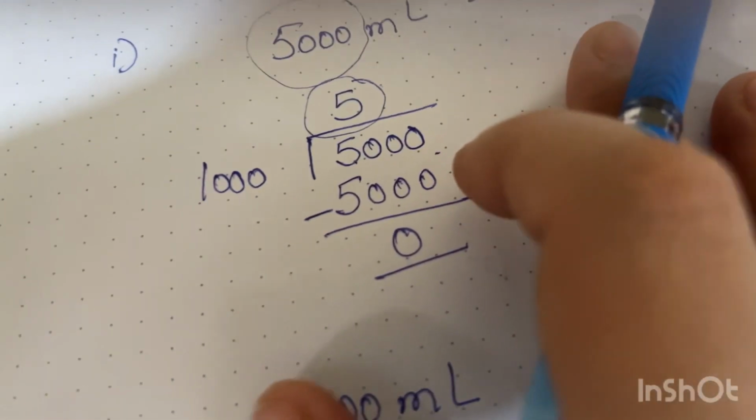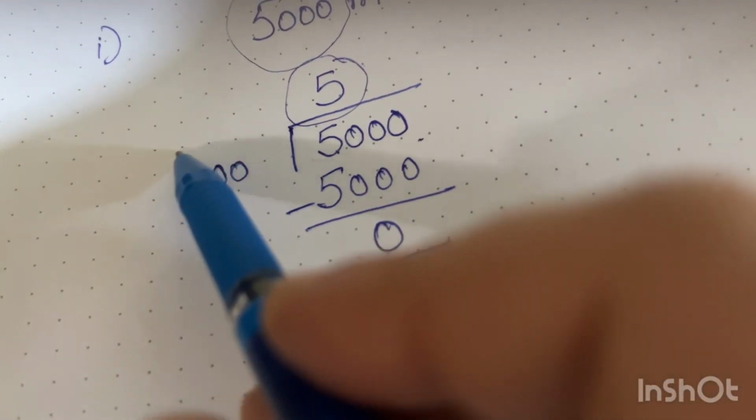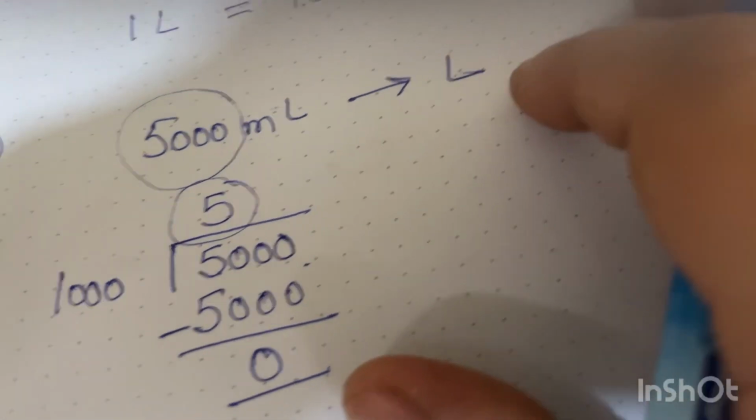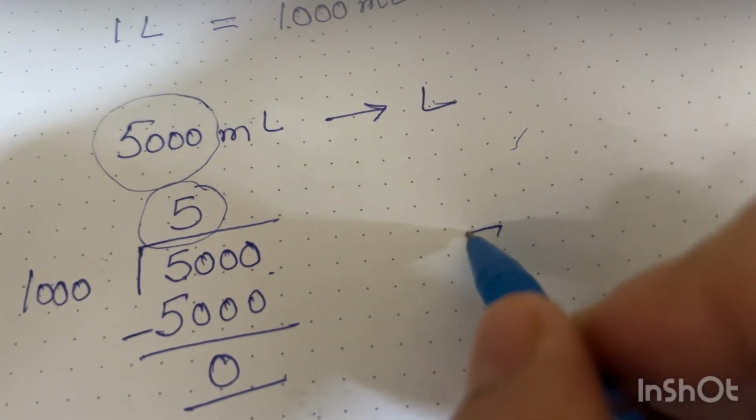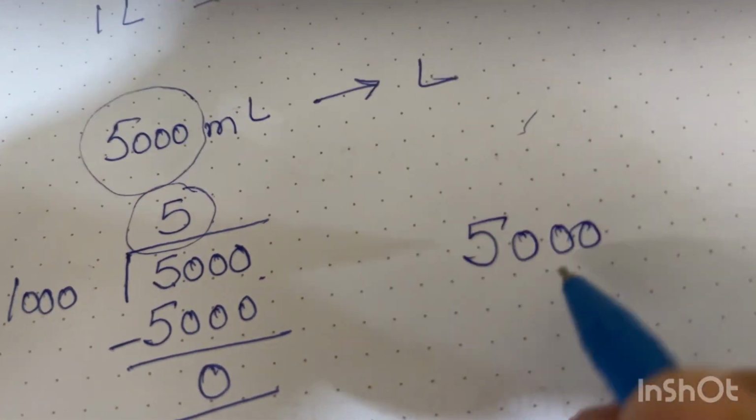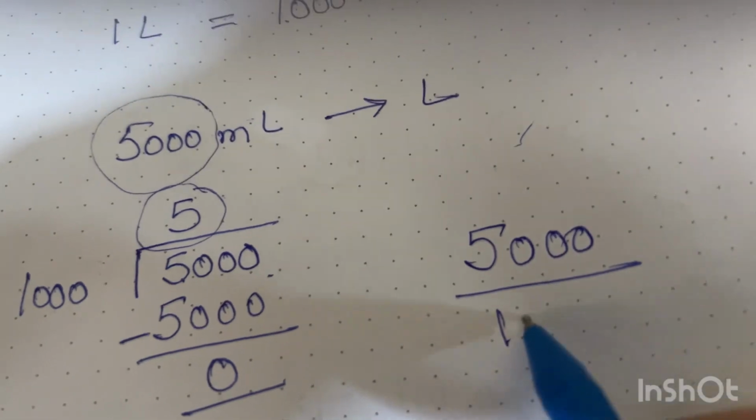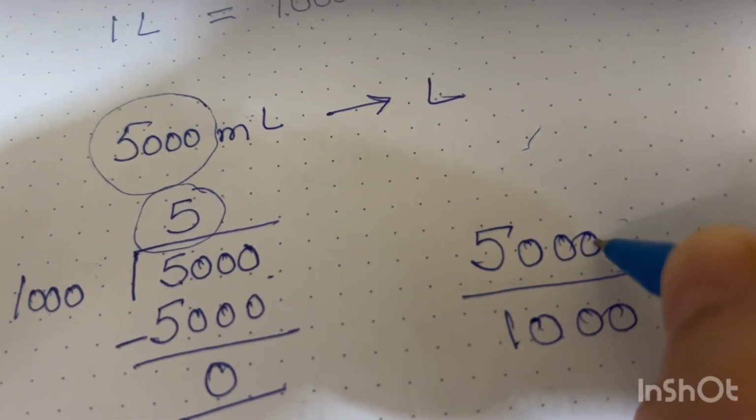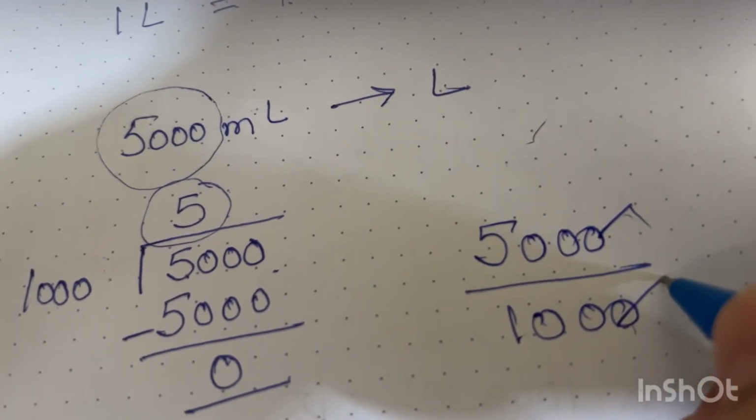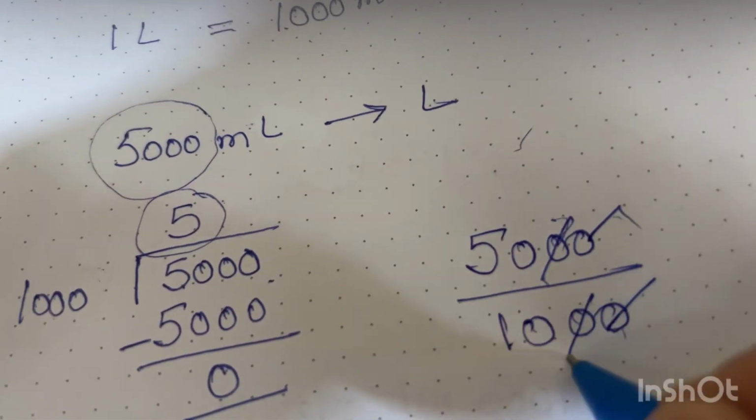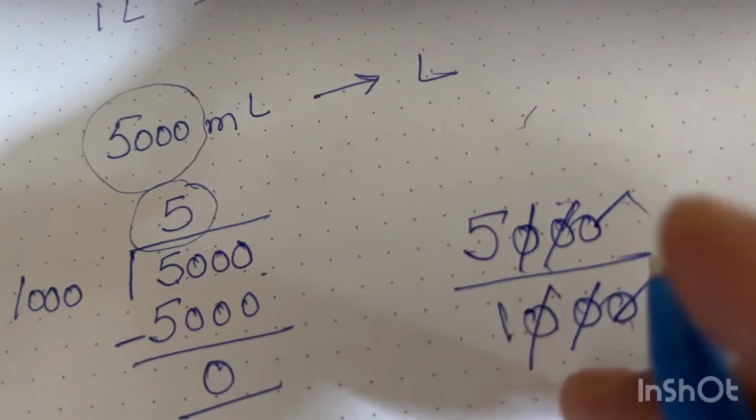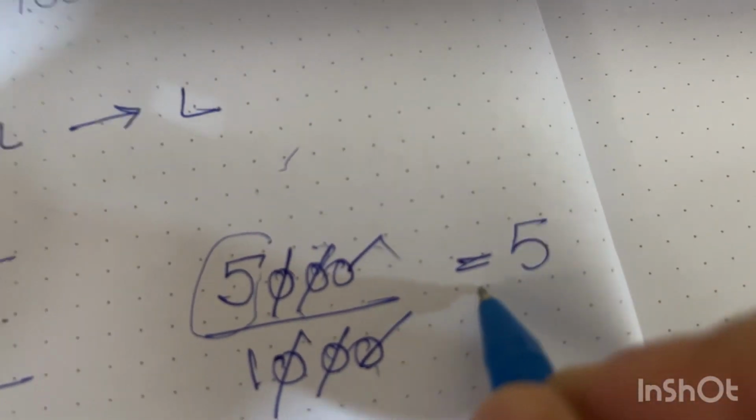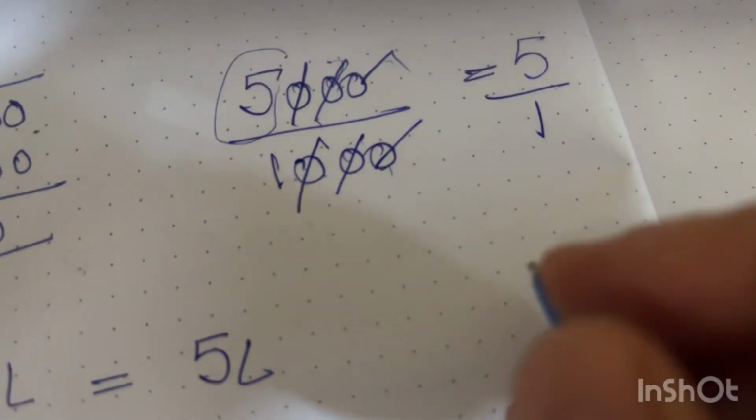Now some students will say that we don't know the table of 1000 and we don't know the higher tables. How to solve this? Simple, we write 5000 as numerator and 1000 as denominator. Then we cut the zeros: one zero by one zero, another zero by another zero, and the third zero by the third zero. Now what is remaining? 5 upon 1, which is equal to 5 only.